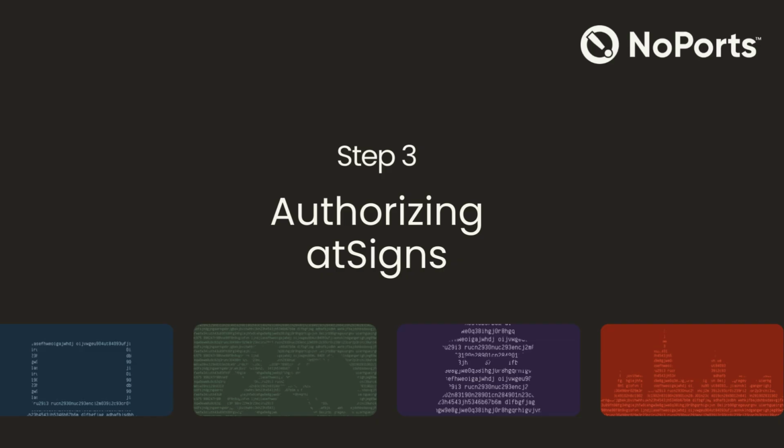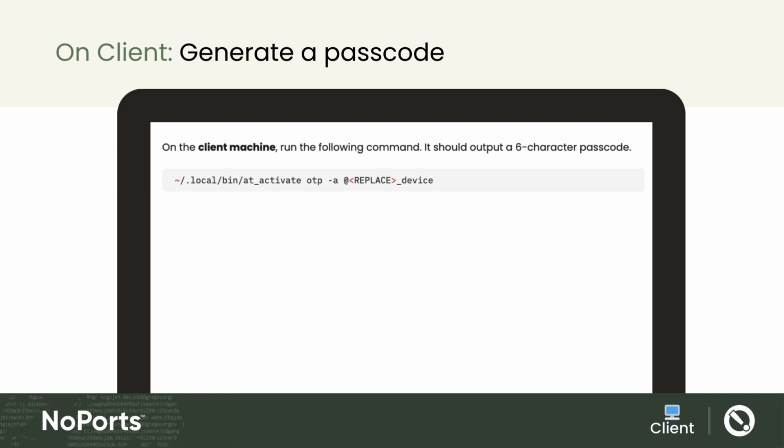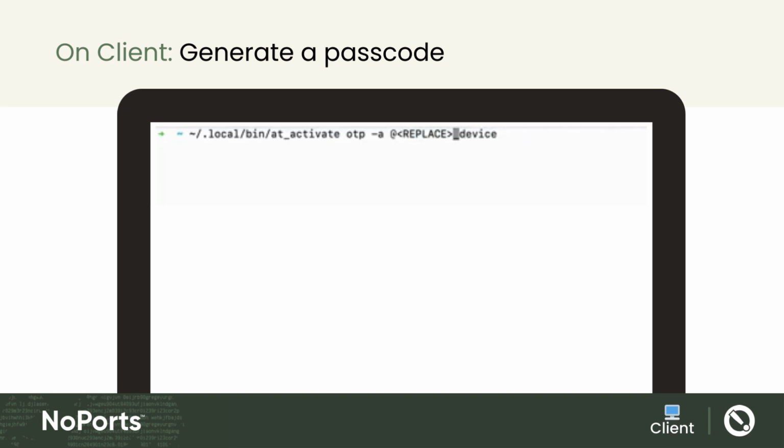Now this is where things get a little tricky. In step 3, we are going to be switching between the client and the device in each sub-step. So it is important that you are running the correct command on the correct device. In the first step, head over to your client machine and copy and paste the command, and replace the prefix accordingly. Running this command will give you a 6-character passcode. Have this ready to be used in just a second.